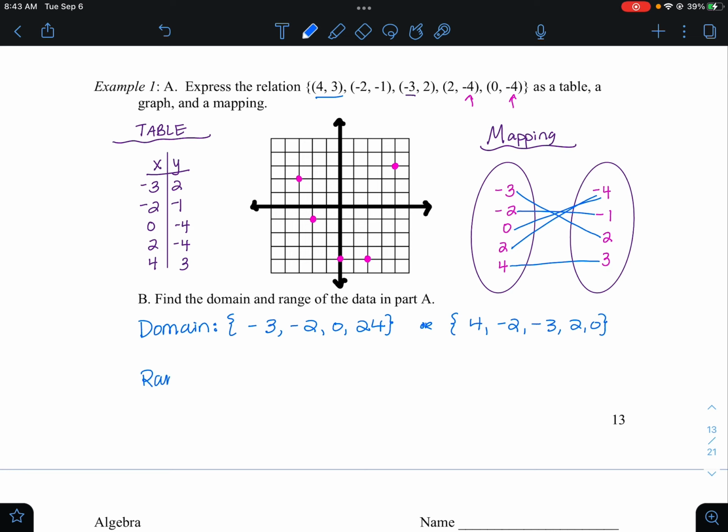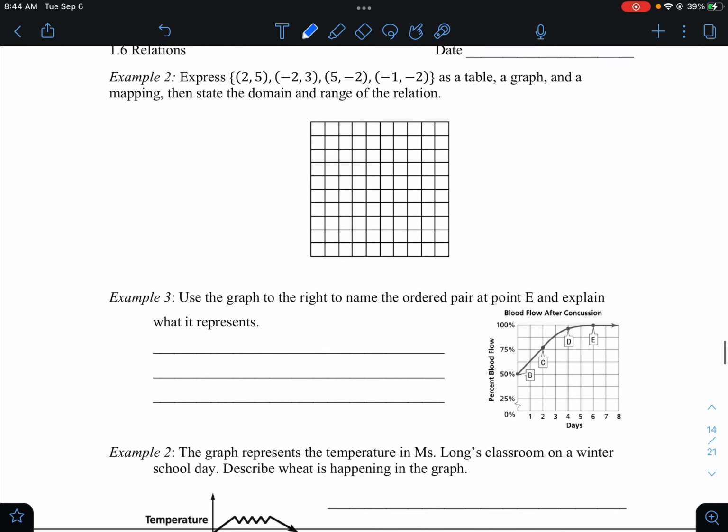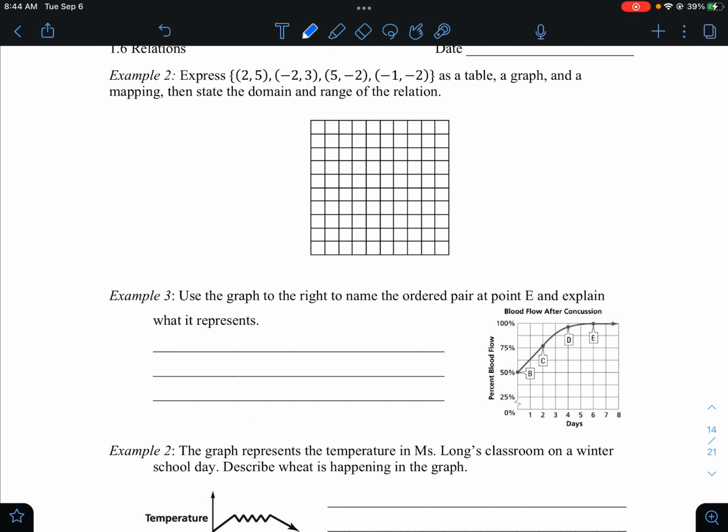And my range is just all of my y values. That's going to be 3, -1, 2. Whoops, that 2 looks a little weird. 2, -4. And again, I do not have to list the -4 twice. All right, so I want you to take a moment and try the Your Turn. I'm just going to go ahead and do everything here all at once, and then you can come back and check. So you could pause the video, work on your own, and then come back and check.